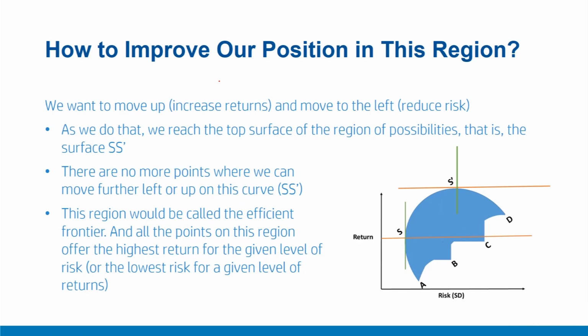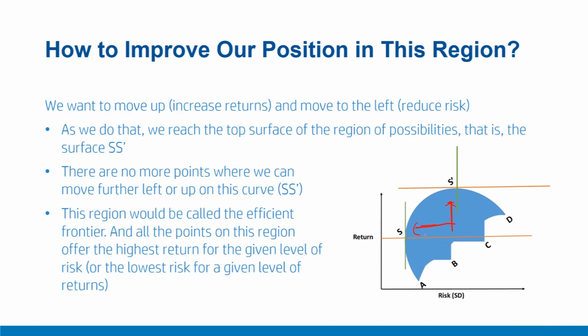Now, on this region of possibility, our goal is clear. We want to move up or increase the returns. That means we want to move in this direction, where for a given risk, we are increasing the expected returns. And we want to move to the left. That means for a given level of return, we want to reduce the risk.